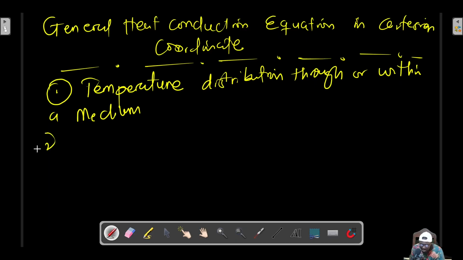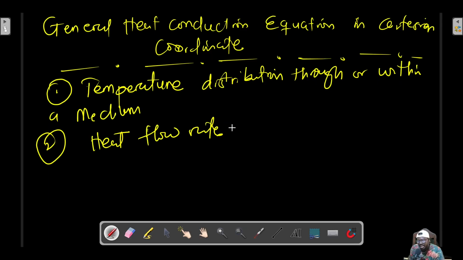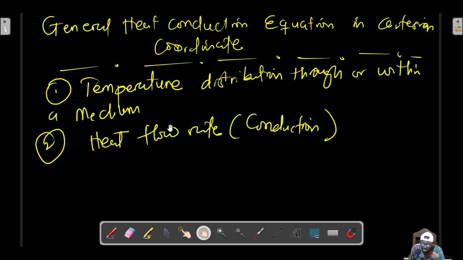Now the next reason is to find the heat flow rate. So in terms of conduction, that is how heat is conducted through a material or through a medium. Yes, these are the two main reasons why we need to derive the general heat conduction equation in the Cartesian coordinate.